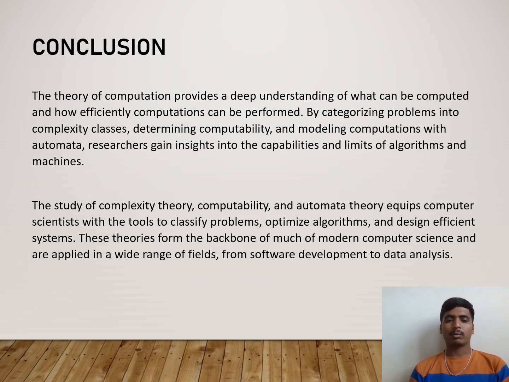Conclusion: the theory of computation provides a deep understanding of what can be computed and how efficiently computation can be performed by categorizing problems into complexity classes. By determining computability and modeling computations with automata, researchers gain insights into the capabilities and limits of algorithms and machines. The study of complexity theory, computability, and automata theory equips computer scientists with the tools to solve problems, optimize algorithms, and design efficient systems.